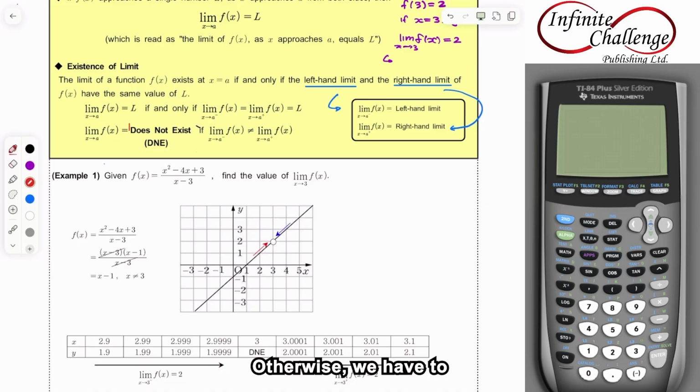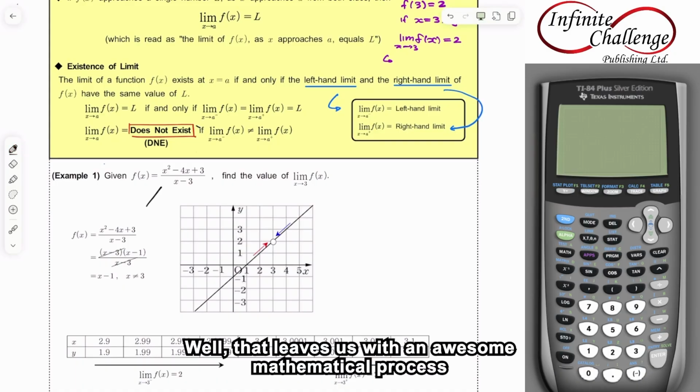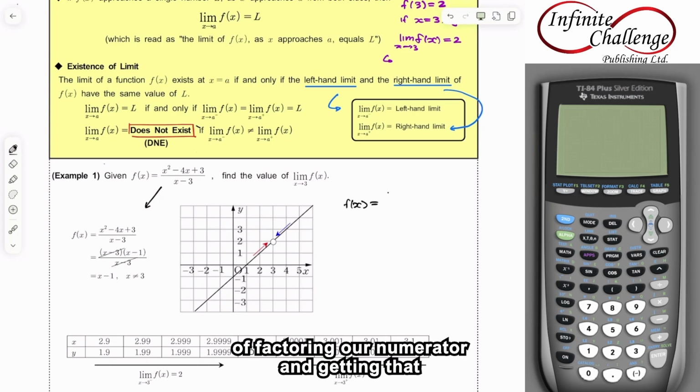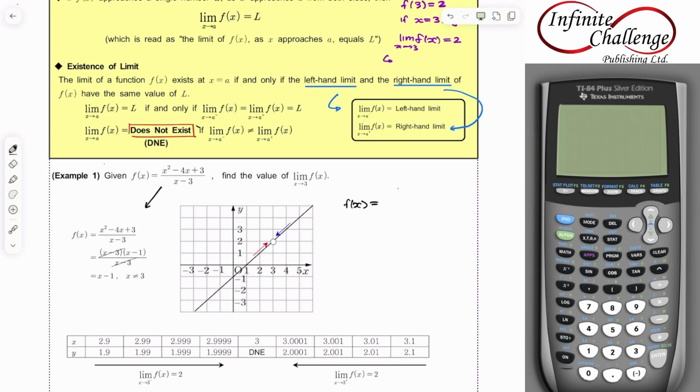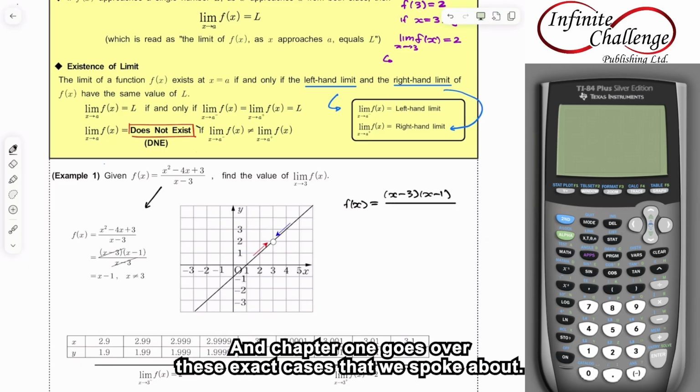Otherwise, we have to put a stamp of doom that says "does not exist." Now, where does that leave us? Well, that leaves us with an awesome mathematical process of factoring our numerator, and getting that x squared minus 4x plus 3 is actually just x minus 3 times x minus 1. You can check that for yourself, and chapter 1 goes over these exact cases that we spoke about.